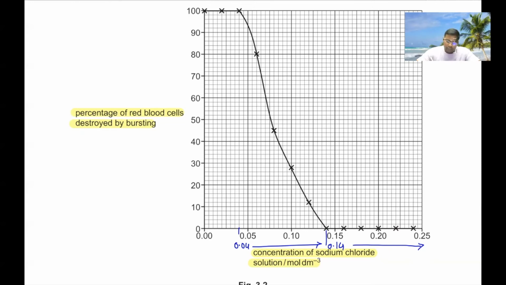At concentration 0.04 to 0.14 mole per dm cube, there is a decreasing percentage of cells bursting, because between 0.04 and 0.14 mole per dm cube, the water potential gradient into the cell decreases. At concentration above 0.14 mole per dm cube, no cells burst. At high concentration above 0.14 mole per dm cube, water leaves the cells. The cells show crenation.